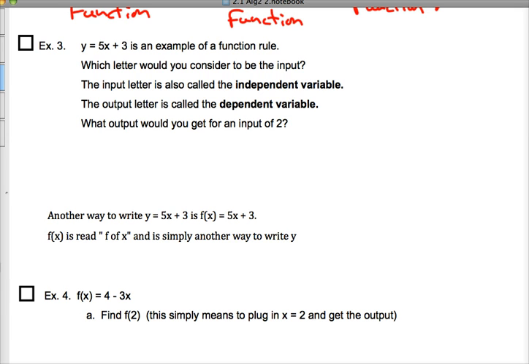Y equals 5x plus 3 is an example of a function rule. Which letter would you consider to be the input? So if I told you to plug in, what would you plug into? Well, hopefully you'd say I'd like to plug into x, because if I can plug into x, I can get y really easily.